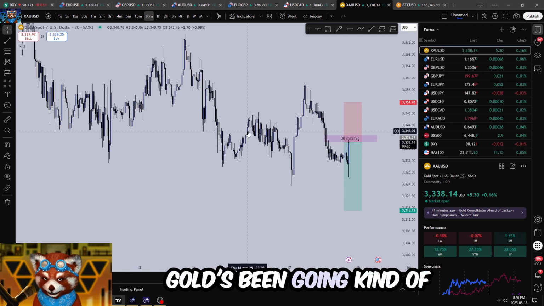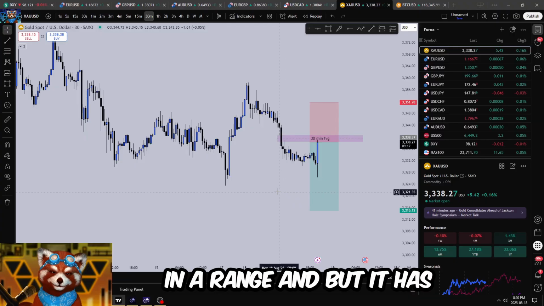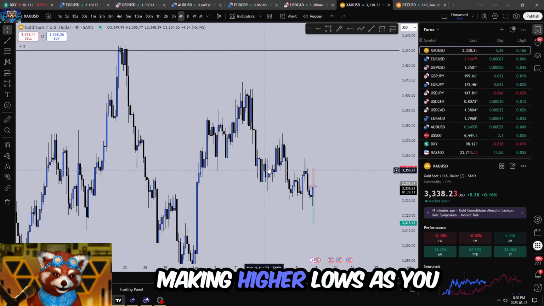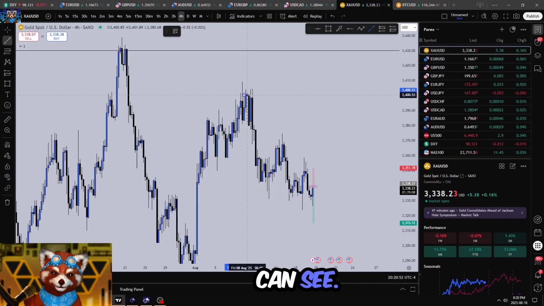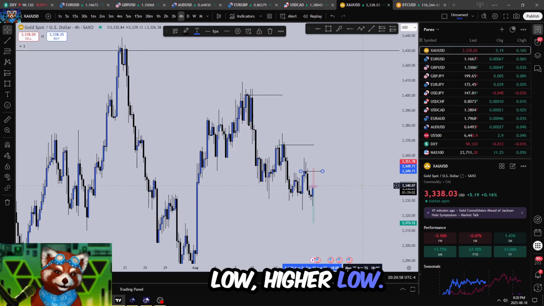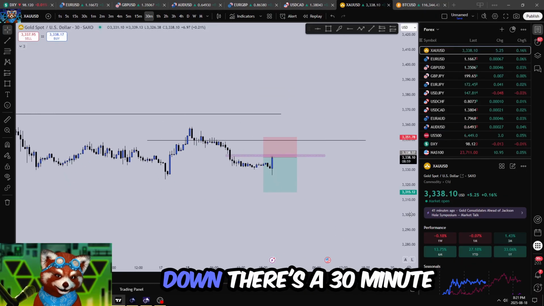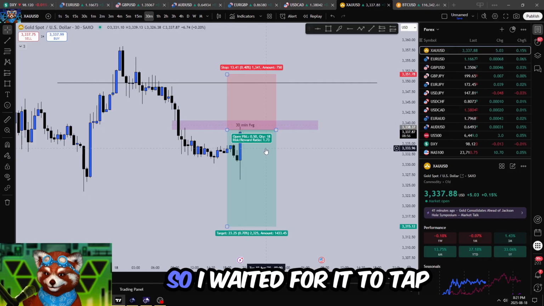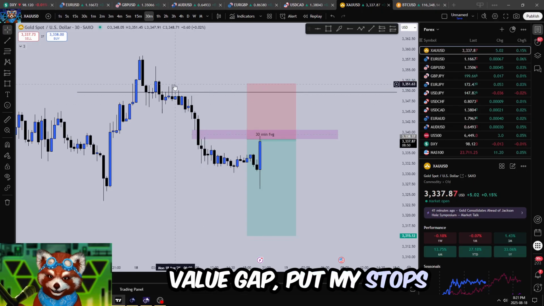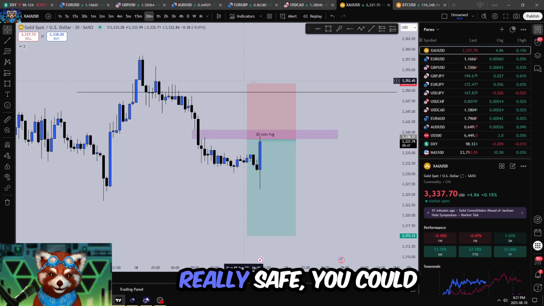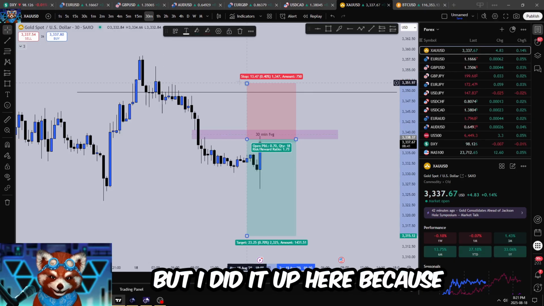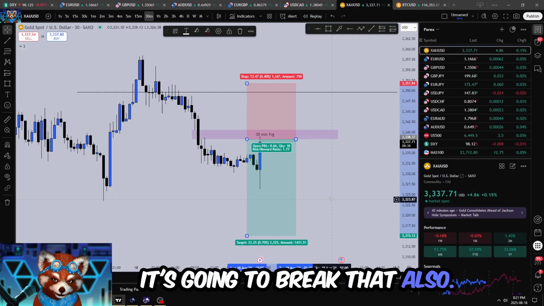We see that gold's been going kind of in a range, but it has been gradually going down, making higher lows. As you can see, higher low, higher low, higher low. And when we bring it down, there's a 30-minute fair value gap here. So I waited for it to tap into that 30-minute fair value gap. Put my stops around all this liquidity. If you want to play it really safe, you could do this, even this. But I did it up here because if it breaks this, it's going to break that also.